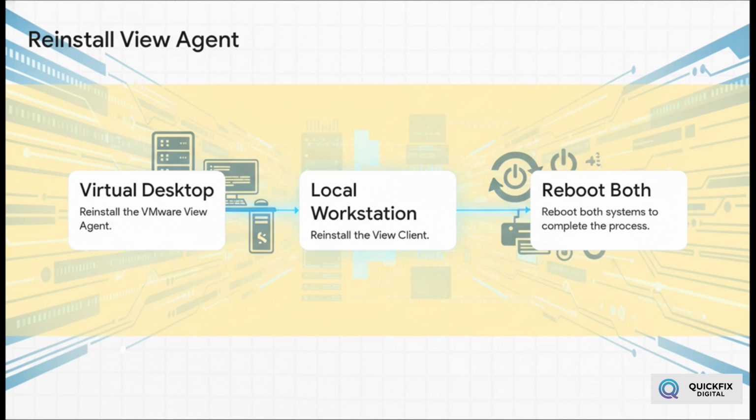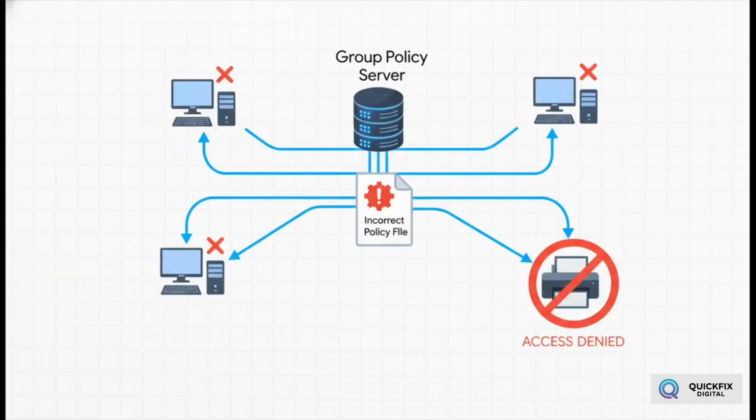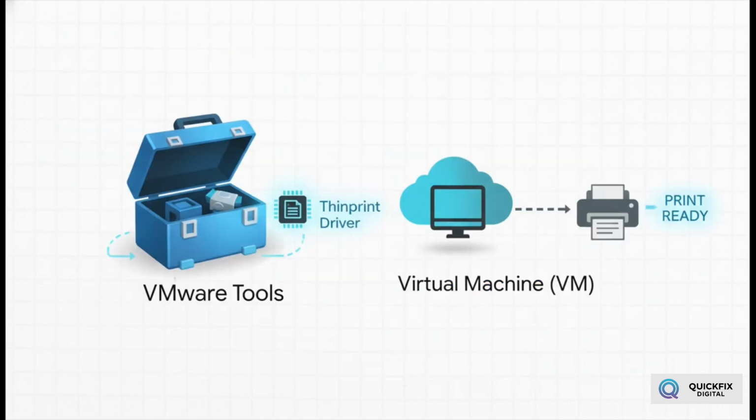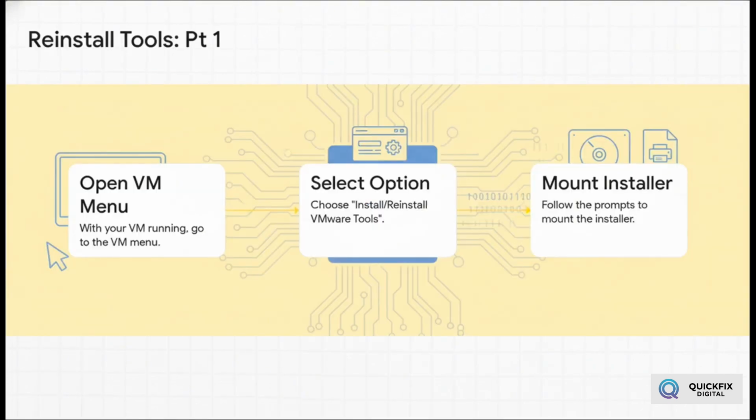Then reboot them both. Now this next one is a big one for corporate networks, especially with location-based printing. A simple mismatch, like a 32-bit file on a 64-bit server, will just stop it from working. This one's huge because it installs the ThinPrint driver that lets the VM see your printer. Just head up to the VM menu right at the top of the window to kick off the installation.